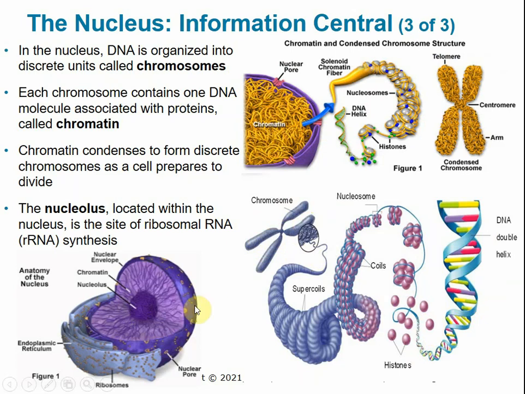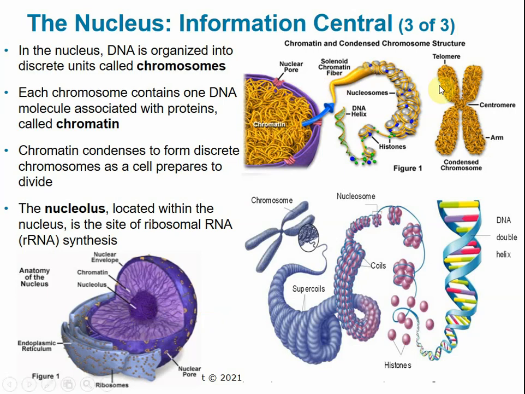Normally, when the cell is not dividing and is just carrying out its normal cell business, the DNA is loosely unraveled, kind of like spaghetti noodles, just all in the nucleus of the cell. That way it's easy to access those genetic codes, those genes, to make RNA and synthesize proteins.